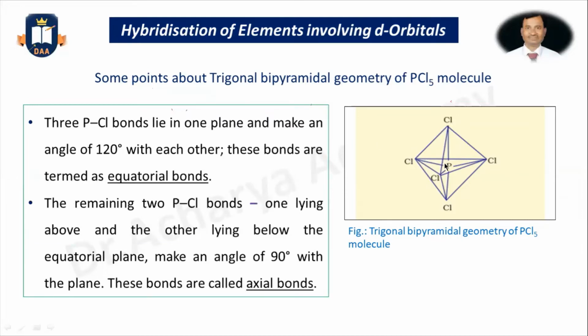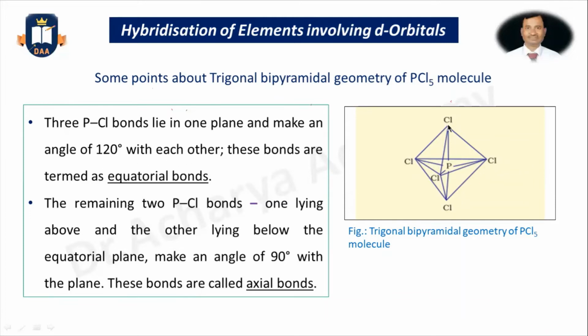Here you can see 3 PCl bonds, the 1, 2 and 3. These are in one plane. And what is the angle? This Cl, P, Cl is 120. This Cl, P, Cl is 120. And this Cl, P, Cl angle is also 120 degrees, because these 3 bonds belong to the same plane. And these bonds are called equatorial bonds.